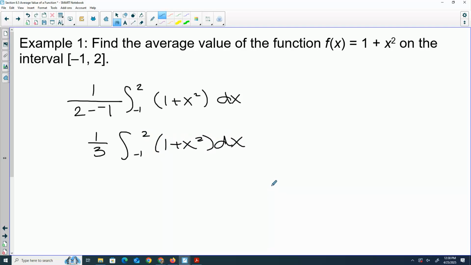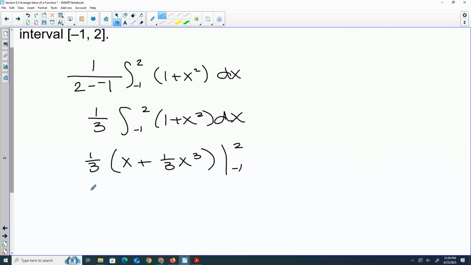And this is something we can integrate. Let's keep the 1/3. What's the antiderivative of 1? x. Plus the antiderivative of x squared, 1/3 x cubed, from -1 to 2. Okay, so 2 cubed over 3 is 8 thirds, minus, if I put in a -1.